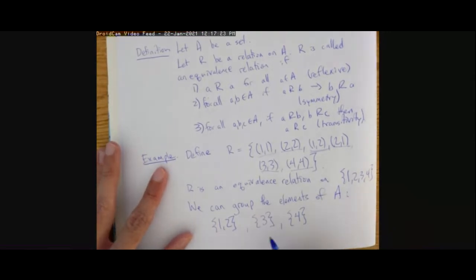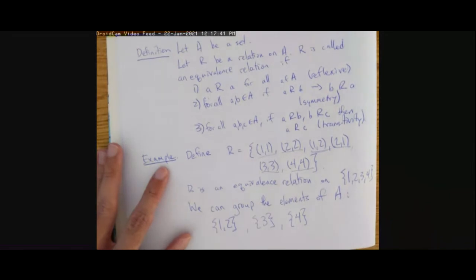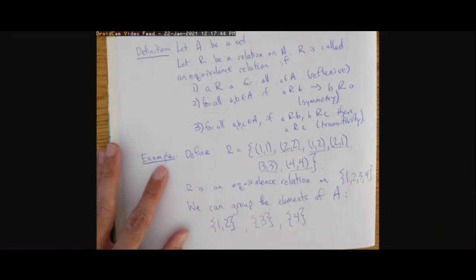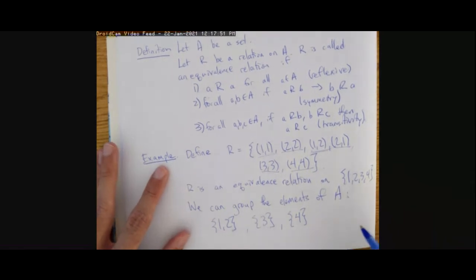And these different sets are called the equivalence classes of A. Notice everything in this set is all related to each other. Everything in this set is all the things related to 3. Everything in this set is all the things related to 4. And notice that this splits up the elements of A into disjoint sets, which we call a partition.